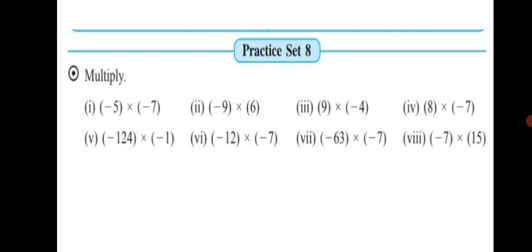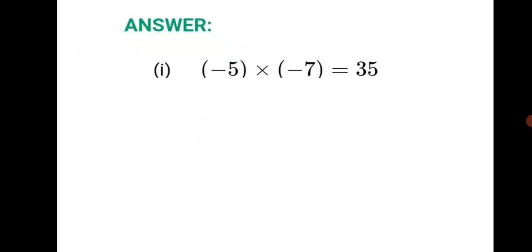Okay, so this is all about your practice set 8. Let's begin one sum at a time. First one, minus 5 into minus 7. As I mentioned to you, just multiply. 5 sevens are 35. And both have negative signs, means same signs, so answer will be positive. Minus into minus is plus. So we got plus 35.